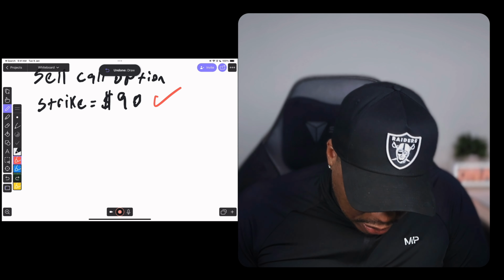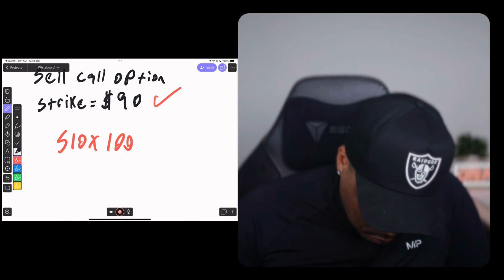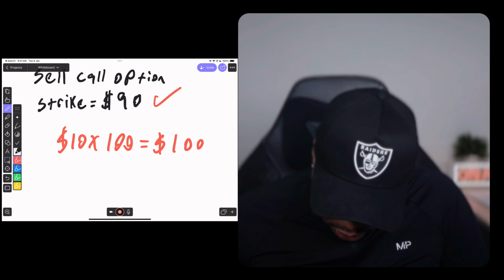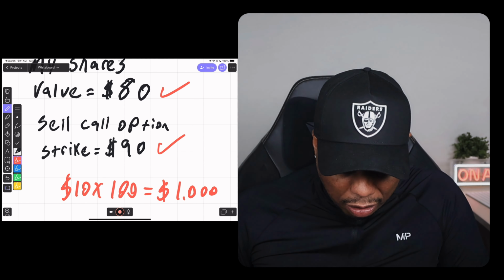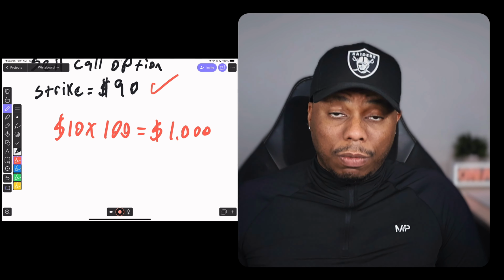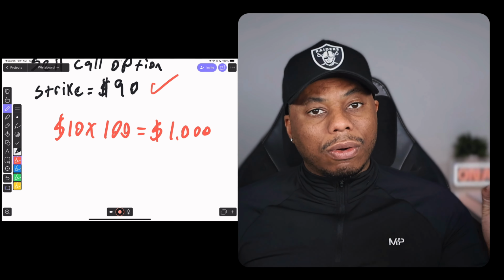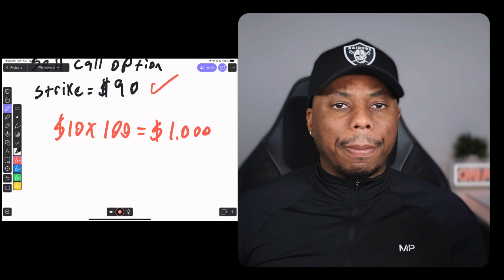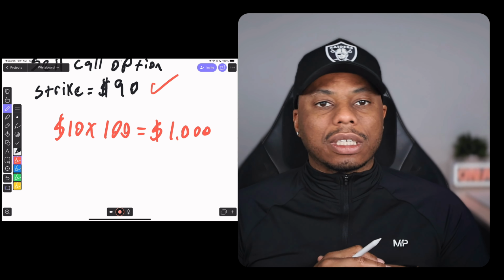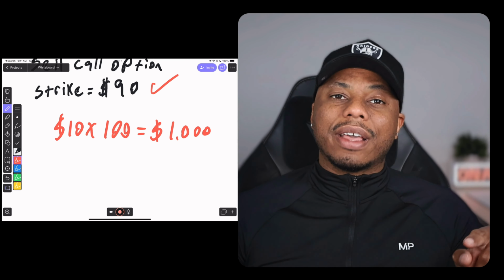So very simply, that $10 times 100 equals the potential to make 1,000 smackaroonies if I'm the person that's buying this call option, because I own the stock, right? And I've sold a covered call against it. So pretty simple. I own it, it's worth $80, and I can sell covered calls against it to people who feel like it's going to go up to $90 or wherever. In this case, $90 is the strike price that I sold it at, because I feel like hopefully it doesn't go above that. But there's other people that think that it will.